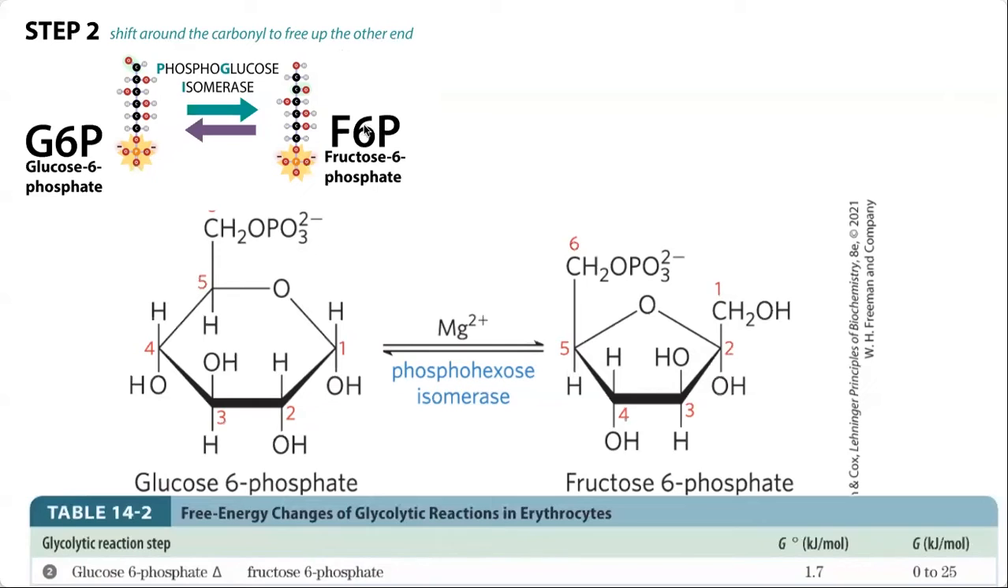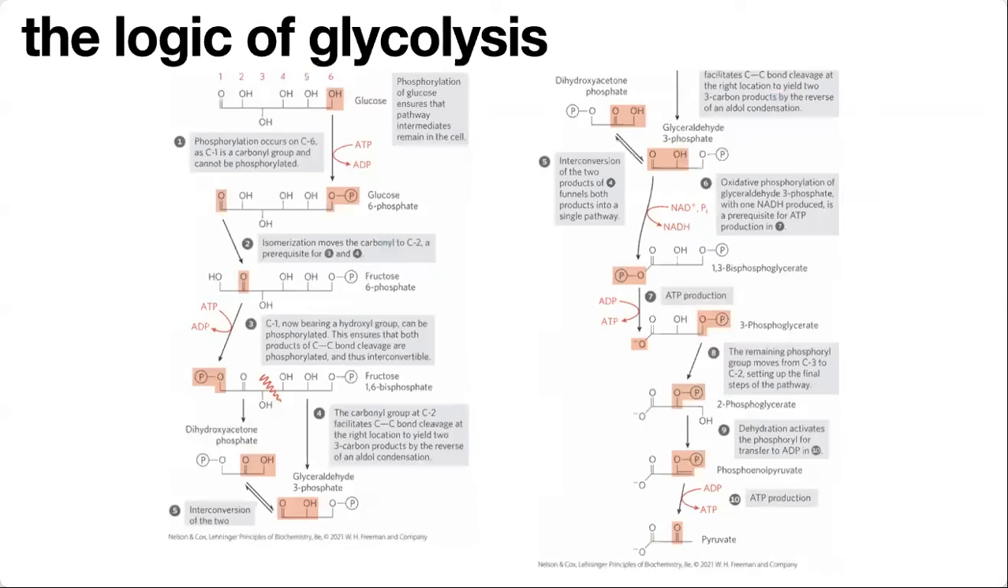And we'll see later how this F6P can also be further phosphorylated to give us F26BP, which is going to be an allosteric modulator. But for now, just focus on the fact that we're basically taking this glucose-6-phosphate and making fructose-6-phosphate, which just involves shifting of this carbonyl group. You might be wondering, why the heck are we doing that?